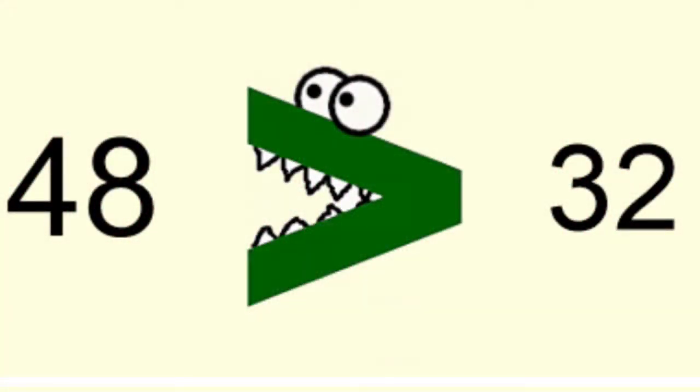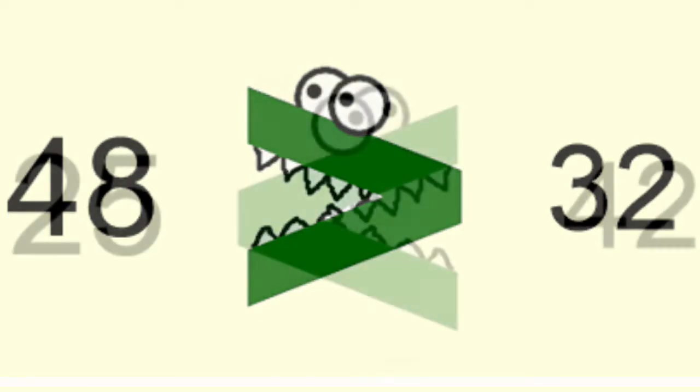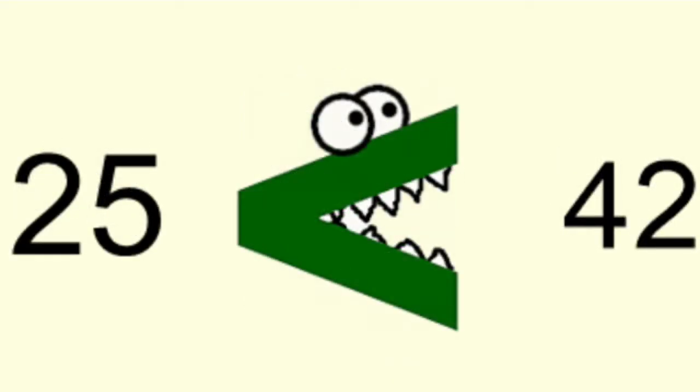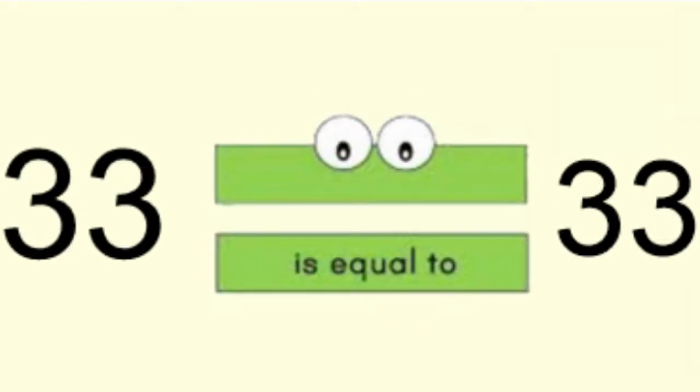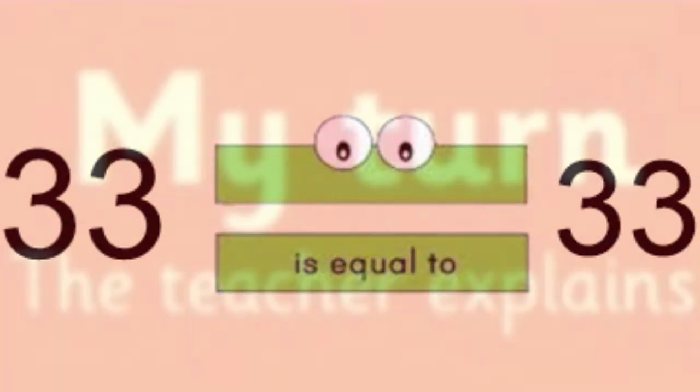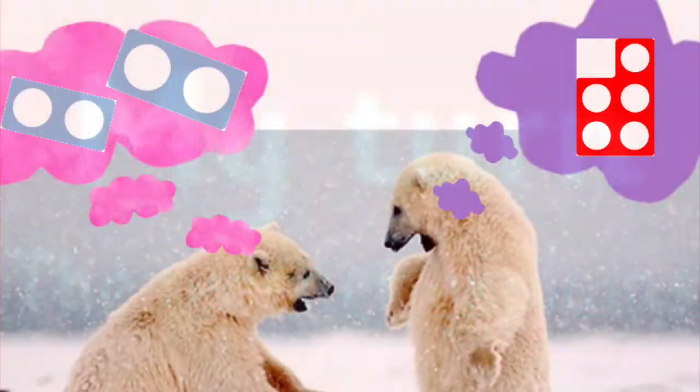So this shows 48 is greater than 32. The open end is nearest to the bigger number. This one shows 25 is less than 42. The pointed end is towards the lower number. And then we've got two numbers that are the same. 33 is equal to 33. We're going to use our arms to make the symbols.